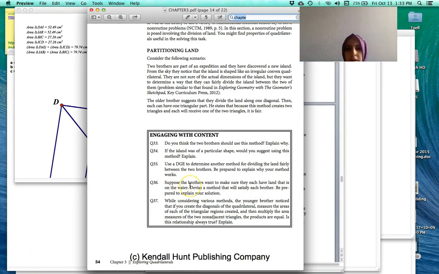Question 36. Suppose the brothers want to make sure they each have lengths that are the same. Devise a method that will satisfy each brother. Be prepared to explain your solution. We cannot say the relationship is always true, that is, if you create the diagonals of the quadrilateral, measure the areas of each of the triangle regions created, and then multiply the area measurements of two non-adjacent triangles, the products are equal. As you see below, each area is different.